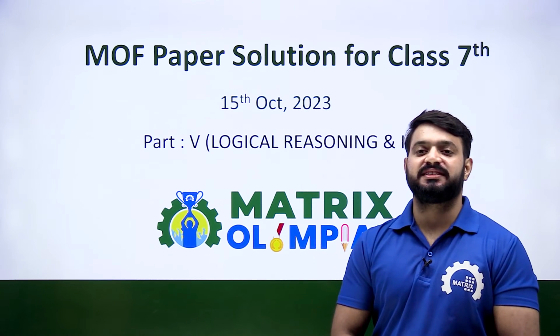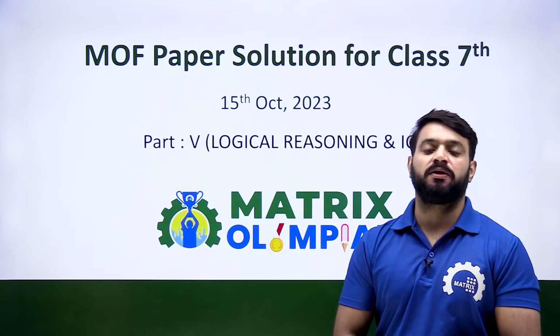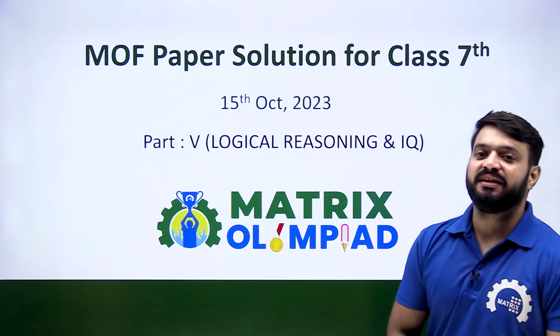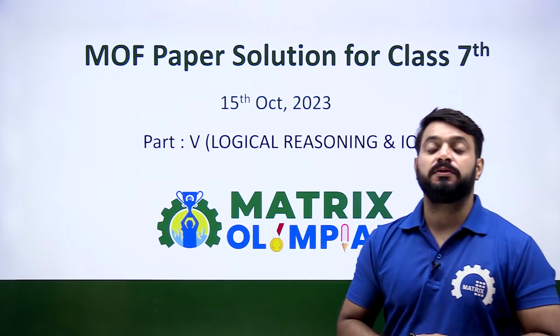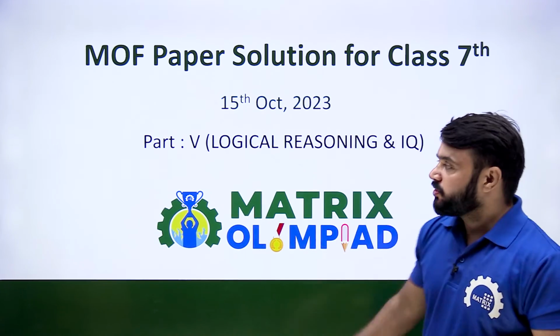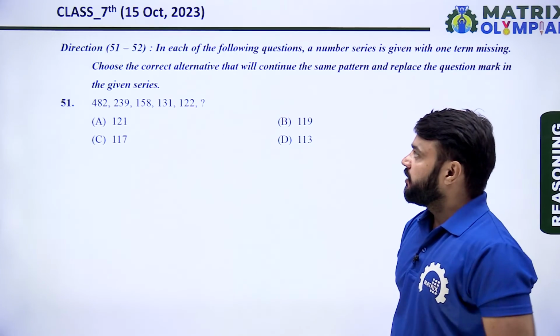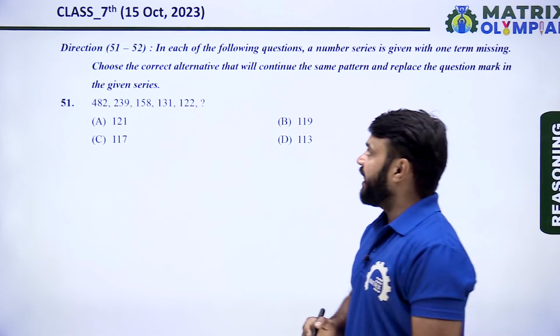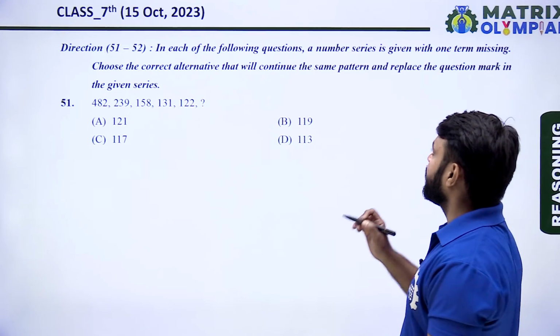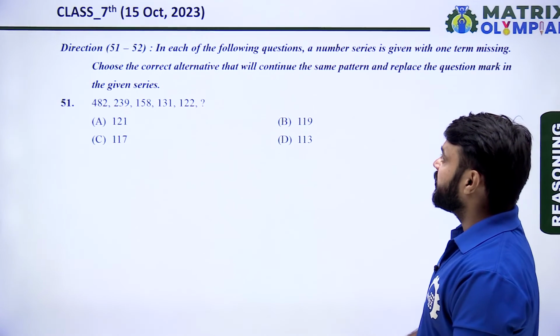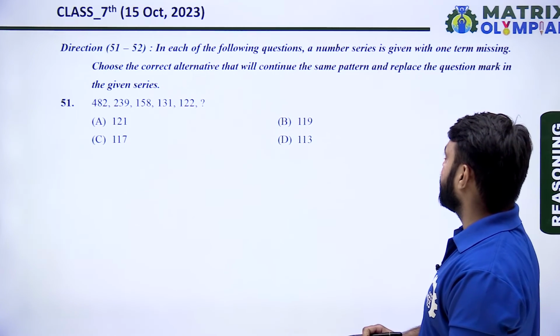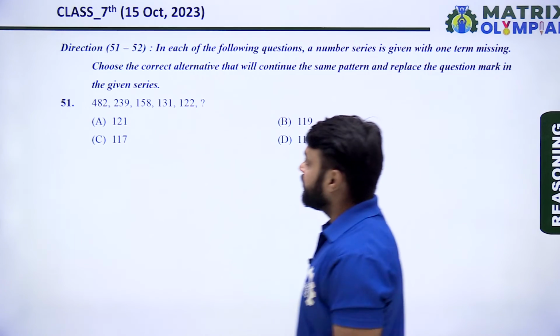We are here to discuss the solution of Matrix Olympiad paper of class 7th reasoning conducted on 15 October 2023. Hope you performed very well. So let's get started. Question number 51 and 52. In each of the following questions, a number series is given with one term missing. Choose the correct alternative that will continue the same pattern and replace the question mark in the given series.